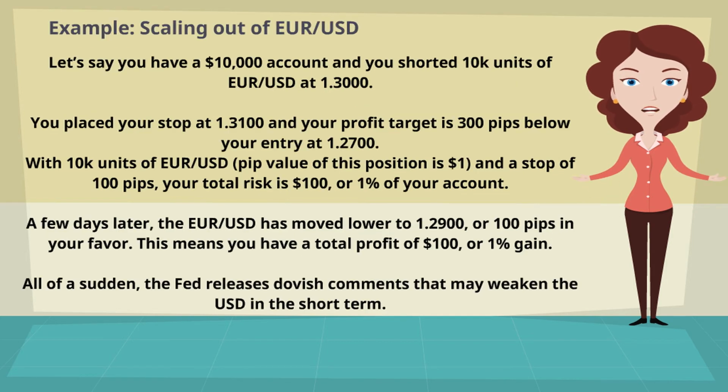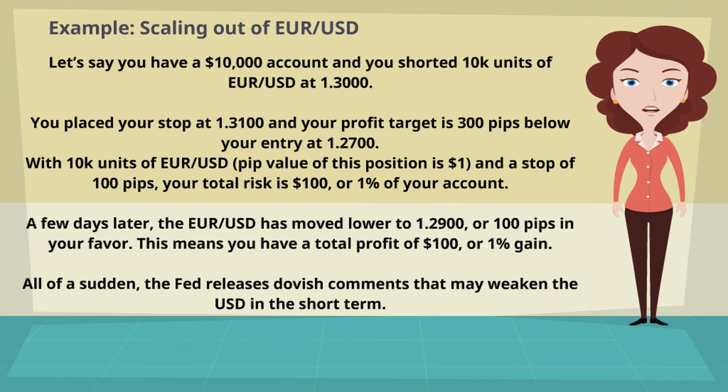Example, scaling out of euro to US dollar. Let's say you have a $10,000 account and you shorted 10k units of euro to US dollar at 1.3000. You placed your stop at 1.3100 and your profit target is 300 pips below your entry at 1.2700. With 10k units of euro to US dollar, pip value of this position is $1, and a stop of 100 pips, your total risk is $100, or 1% of your account.